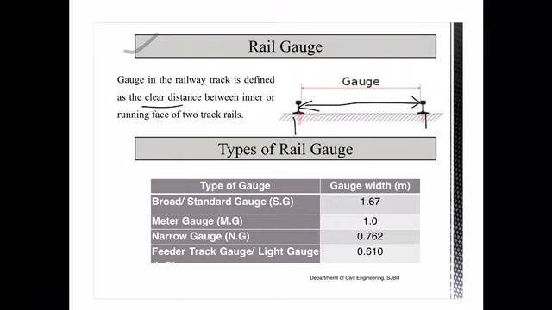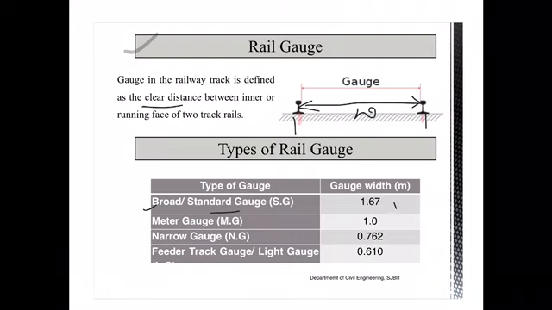Depending upon the width you provide, the distance between the inner ends of the two rail sections, in Indian Railways we have four different types of railway gauges. The first one is called the broad gauge, and it is very popularly called the standard gauge.